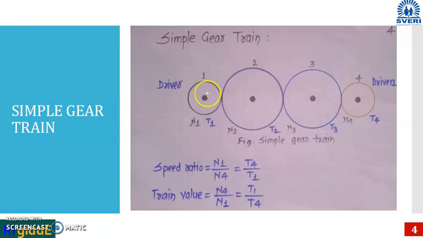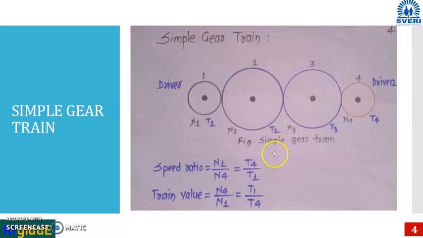So for example, gear 1 is mounted on shaft 1, gear number 2 is mounted on shaft 2, gear number 3 is mounted on shaft 3, and gear number 4 is mounted on shaft 4. Here only one gear on each shaft, therefore it is known as a simple gear train.